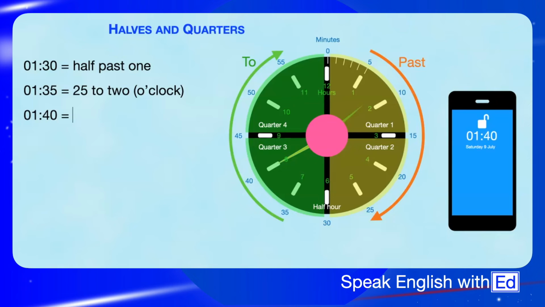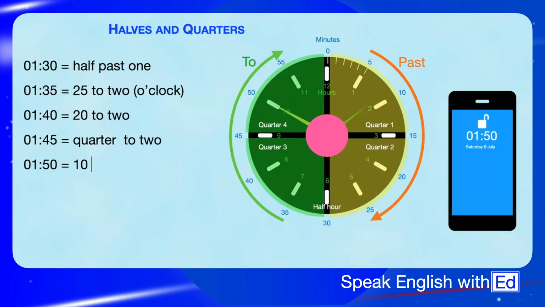It's very confusing, and you need to understand that you start counting down. Although the minutes are counting up, the minutes to the hour are counting down. And when it gets to 45, what do we say here? It's going to be a quarter to 2. 1:50 is 10 to 2. And 1:55 is 5 to 2. And then it goes up to 2 o'clock.